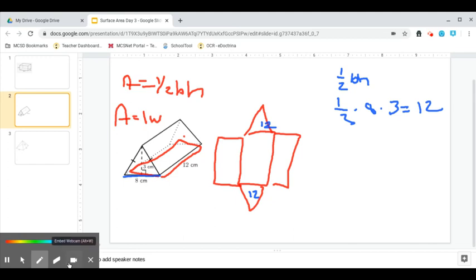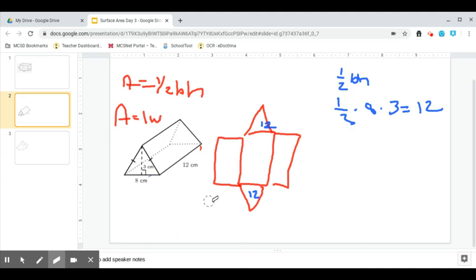Now, I have rectangles here. And if we look at these rectangles, if all three sides of these triangles are the same, that's going to make it a little easier, and they all are 8. So if I look at this rectangle here, the base, I have 12 by 8. So area is length times width. 12 times 8 is 96. So I got that base.